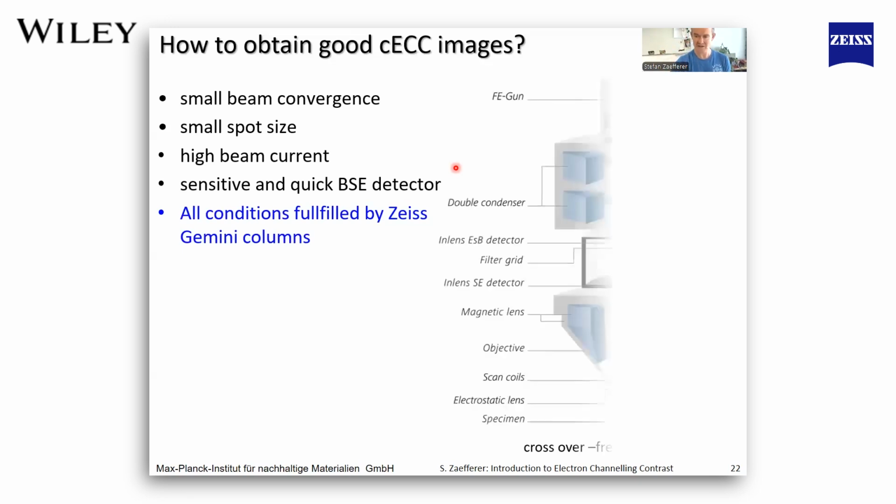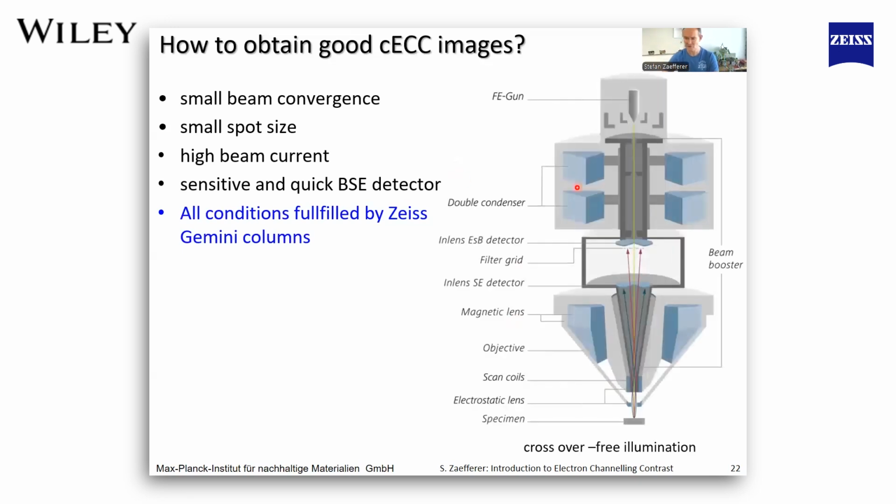Here I show you one of these typical columns, which is a very special arrangement. The latest Gemini columns have a double condenser and then the Gemini lens. This Gemini lens leads to a crossover-free illumination. The last crossover is far up here, which means we have a very long working distance and therefore a very parallel beam. That is one of the most important features of it.